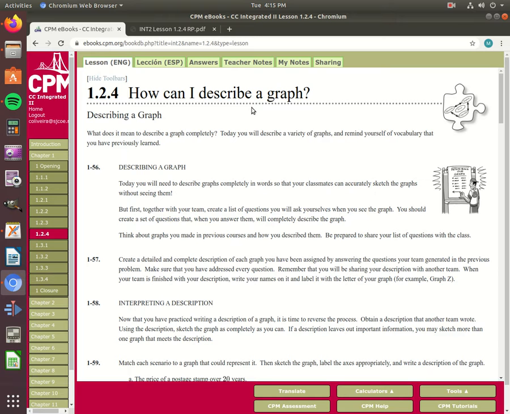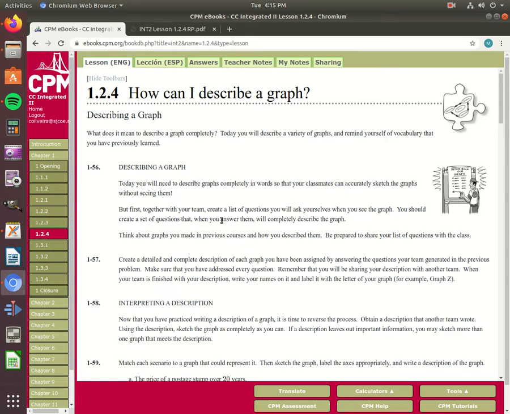2.4, how can I describe a graph? Describing a graph, what does it mean to describe a graph completely? Today we'll describe a variety of graphs and remind ourselves of vocabulary that you have previously learned. Today you will need to describe graphs completely in words so that your classmates can accurately sketch the graphs without seeing them.